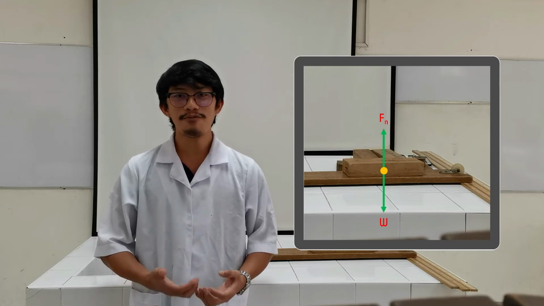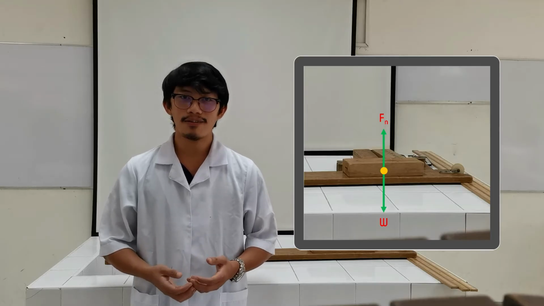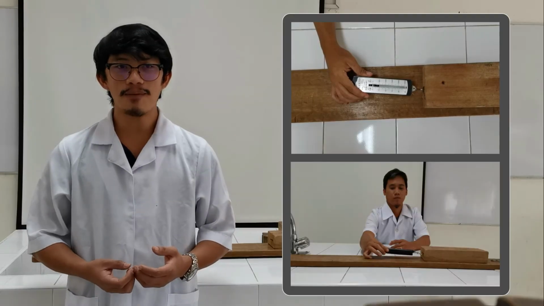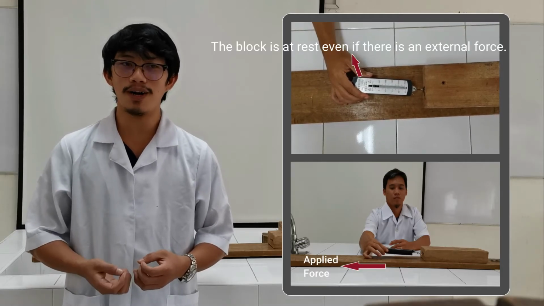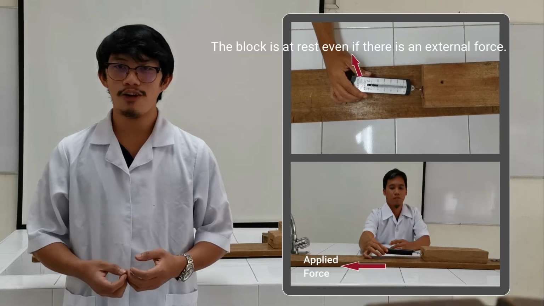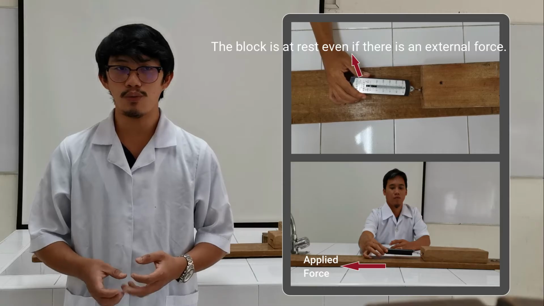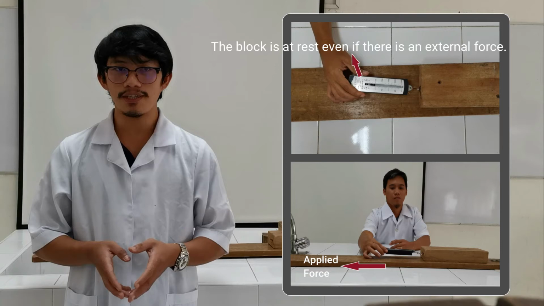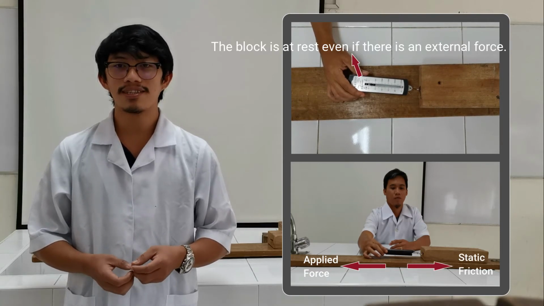Now, when an external force, Fa, is applied on it, the block remains at rest because of the presence of the friction force. As long as the block remains stationary, these two forces must be equal. Remember, by the first law of motion, the summation of forces must be equal to 0 Newtons when our object is at rest. This friction force that resists the block from moving is what we call static friction.